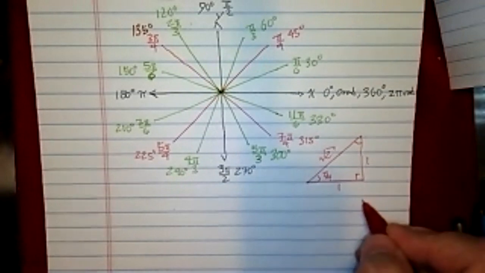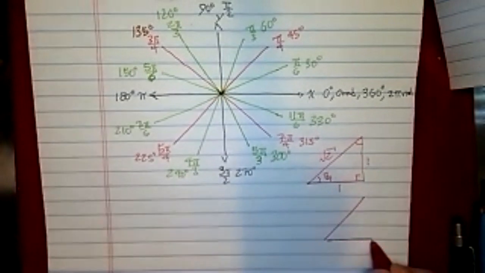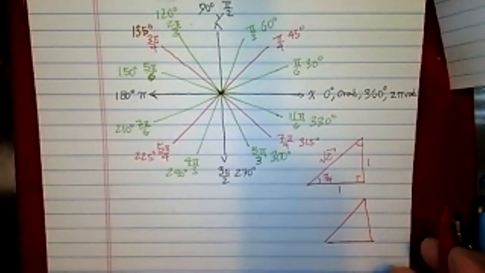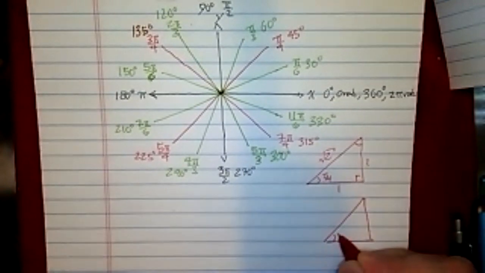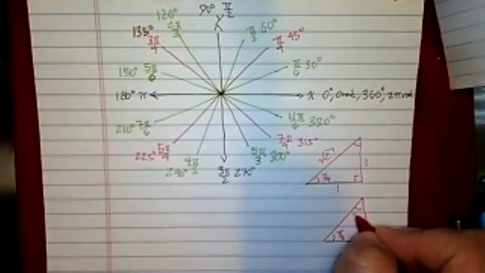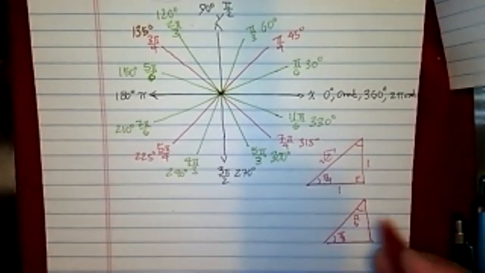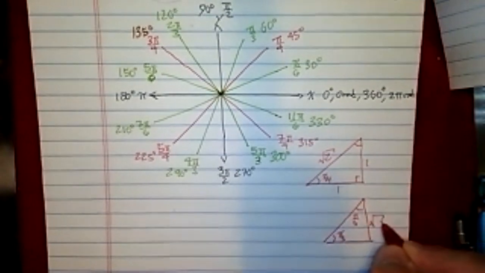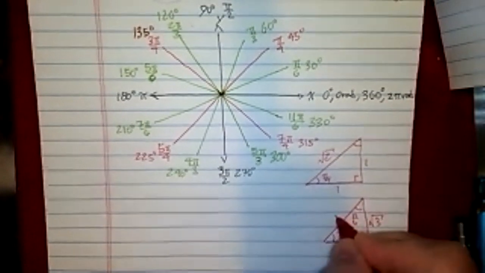The other triangle is the 30, 60, 90 triangle. This one's called the 45, 45, 90 triangle. But I'm going to say this angle is 60 degrees, which of course is pi over 3. This angle, of course, is pi over 6. So the pi over 3 angle is bigger, so that's the angle that's going to be opposite the square root of 3. The smaller one, the pi over 6, is going to be opposite 1, and this is going to be 2.